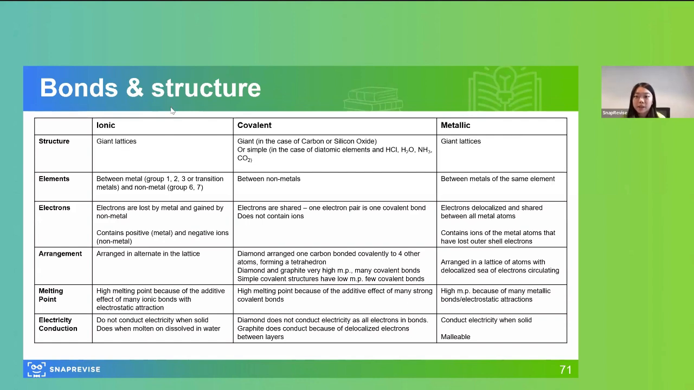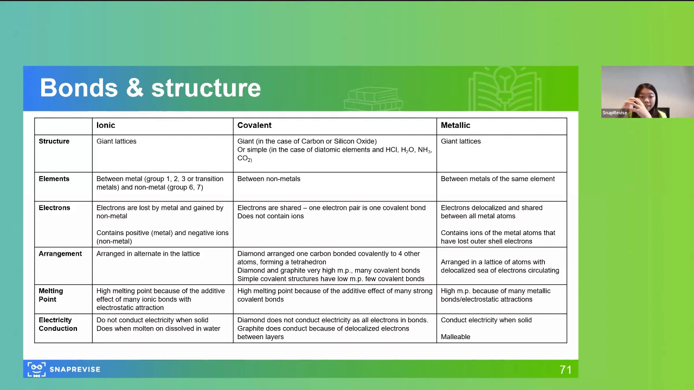Now let's move on to metallic. Metallic is a giant lattice, same with ionic, and it's bonding between metals of the same element. Keep that in mind. 2 metals, same element. It has to be the same element. How this bonds is because of electrons being delocalized. Between these metal atoms, they're going to have a sea of delocalized electrons. They love using the phrase sea of delocalized electrons. That's something to point out. Sea of delocalized electrons. And they have these ions of metal atoms. So they have lost outer shell electrons. That's why they have these electrons floating around and being bonded together, because they form ions. These electrons on the outer shell are all just moving around.